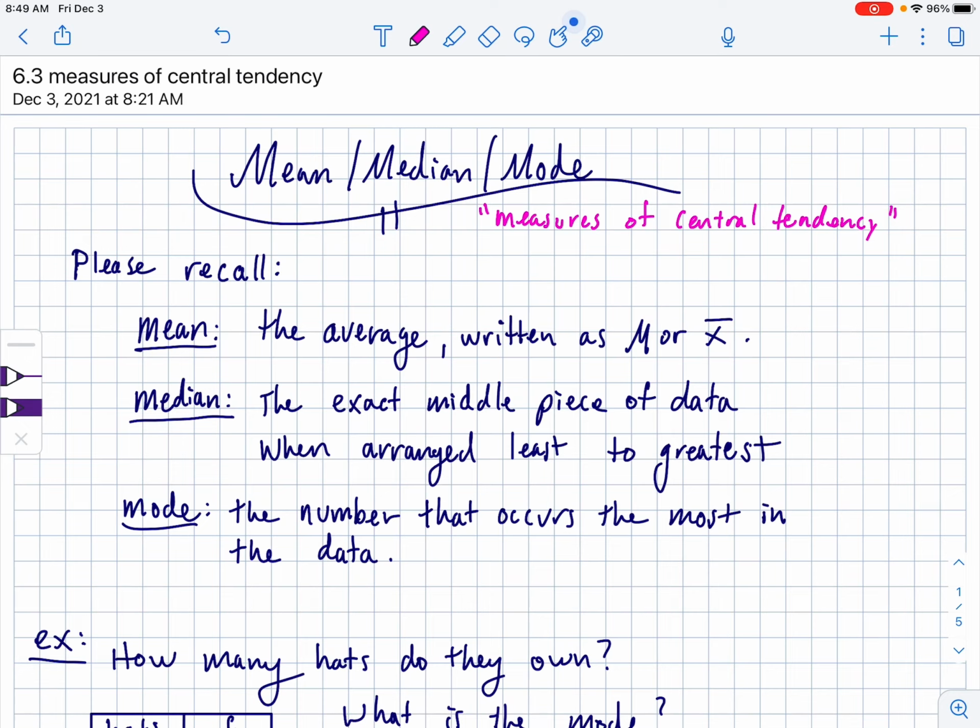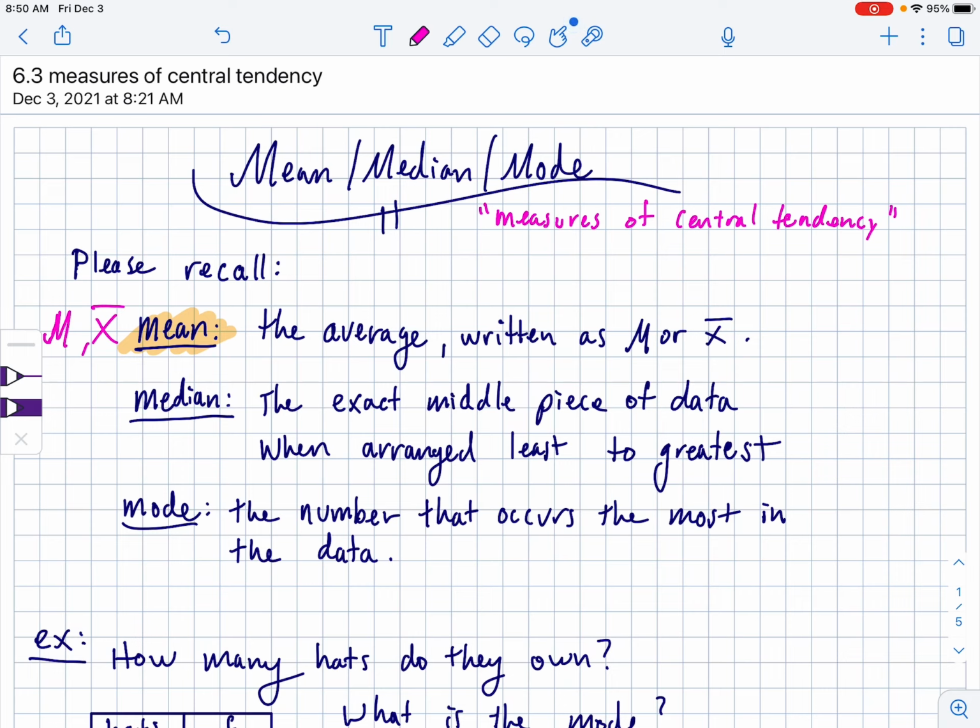You guys have probably seen mean, median, and mode before. Please remember that mean is just another word for the average. I might as well say it up front that we're going to be using x bar or mu for the average. Mu is not an M, it's a Greek letter.